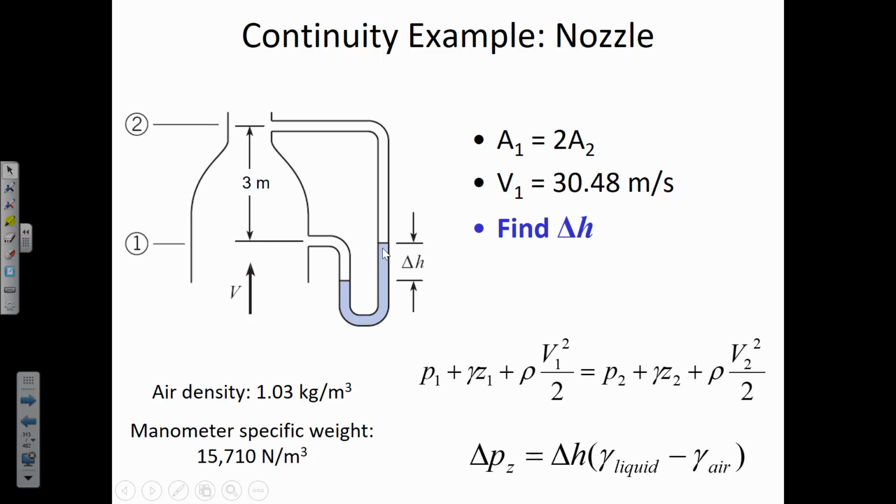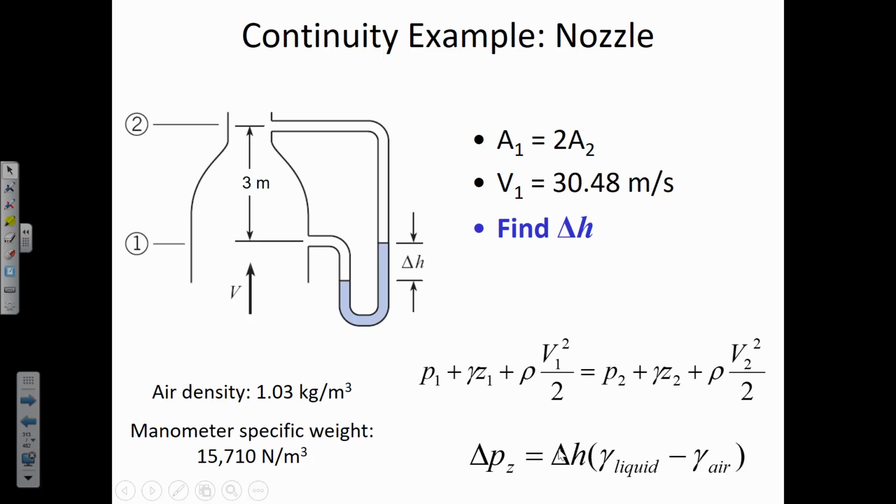And you may remember from a previous example we worked, when we did the pitot tube, we had a similar kind of situation with a differential manometer like this. What we figured out was that the change in piezometric pressure is what this differential manometer is actually measuring, and that is the height of the deflection multiplied by the difference in the unit weights between the manometer liquid and whatever else there is. In this case, it's air. So you'll notice that I've given you the air density, and if we know the air density, we can find the unit weight of the air just by multiplying this density by g. Just remember, gamma is density times g.